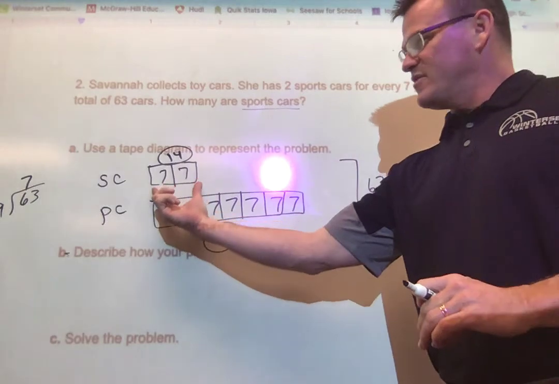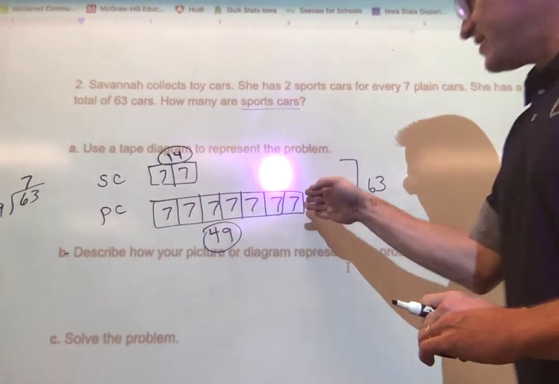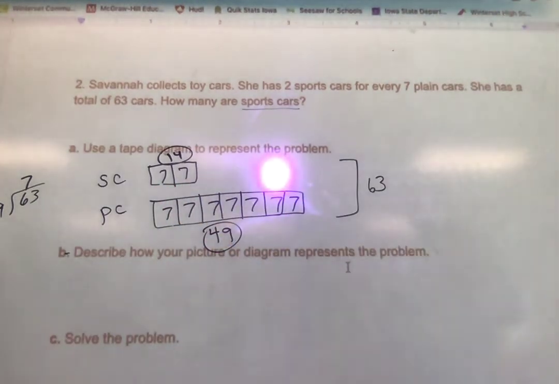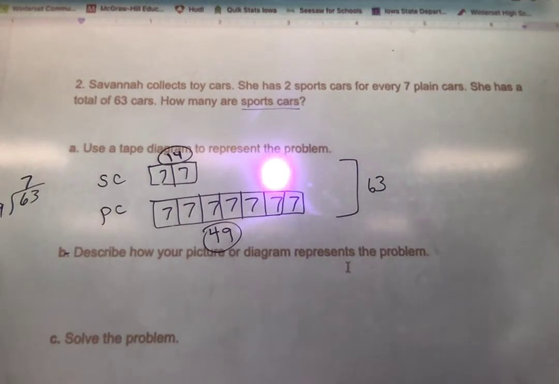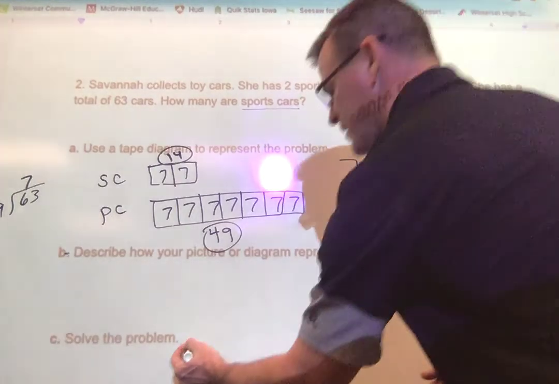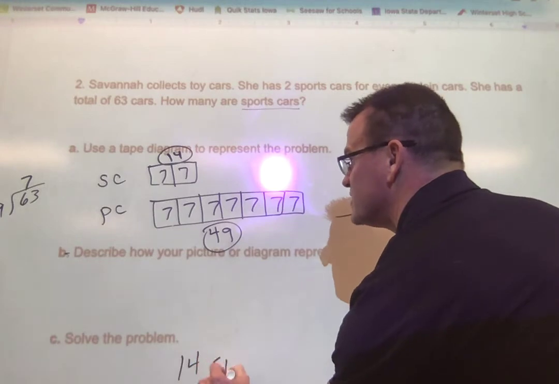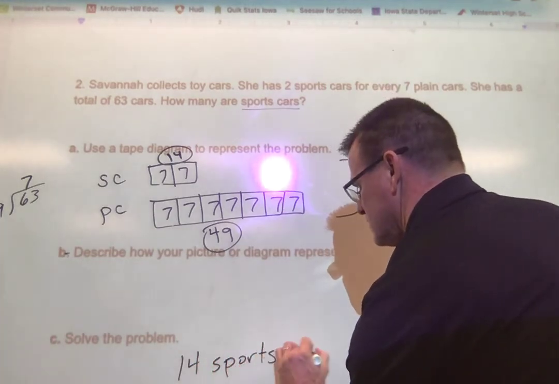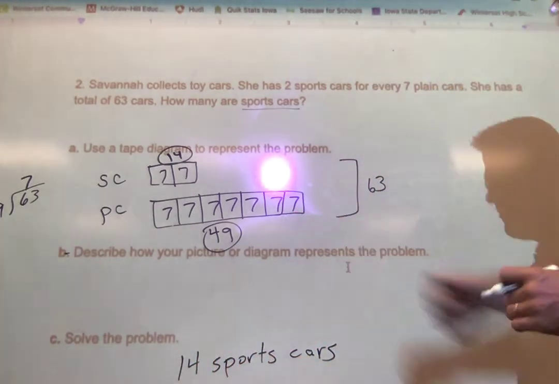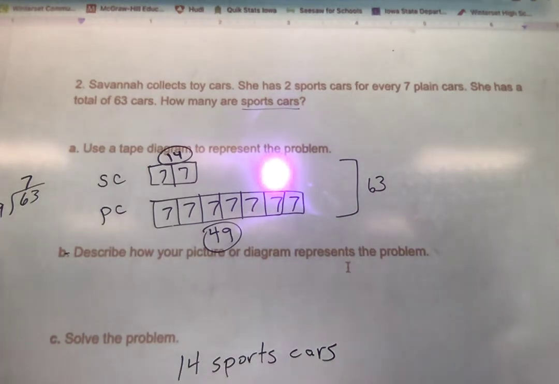Because remember, every time we have 2 of these, we have 7 of these. All right, so it keeps that same rate. Okay, so to solve the problem, how many are sports cars? To solve the problem down here, I'll just say there's 14 sports cars. And I could tell how many were plain cars too. There's 49, but it didn't ask me that.